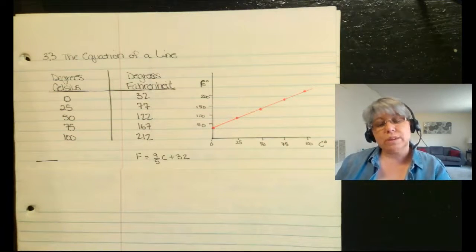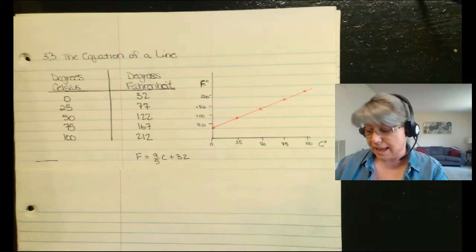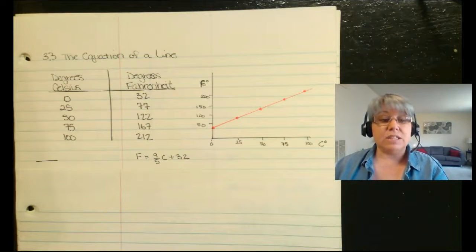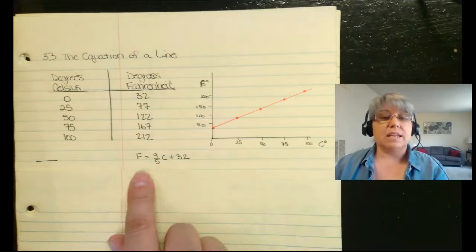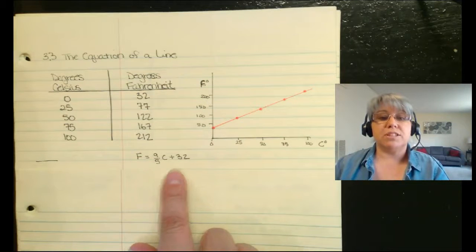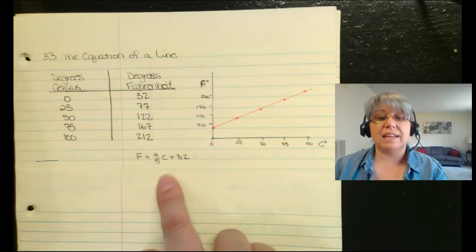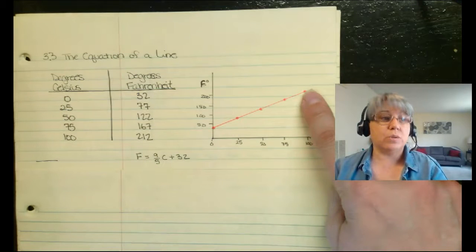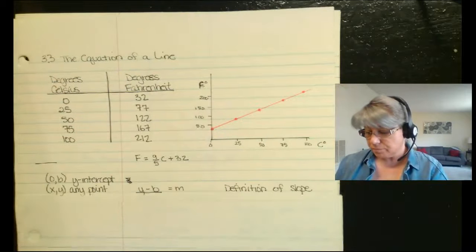But we do know that there is a relationship between Celsius and Fahrenheit. And this relationship, if we were going to use our conversion formula, would be F equals 9/5 C plus 32. And indeed, this 9/5 C plus 32, that is the equation of our line that we drew. Visually, that is the equation.